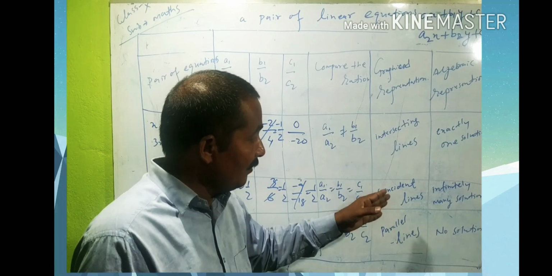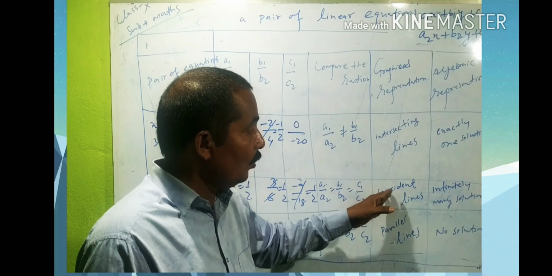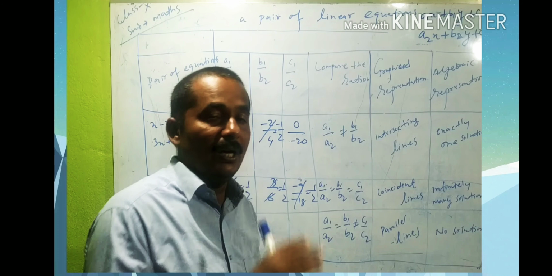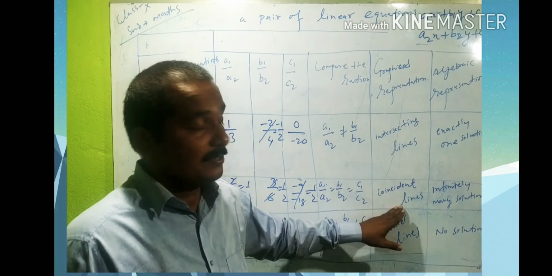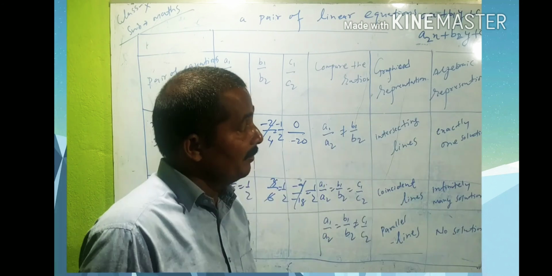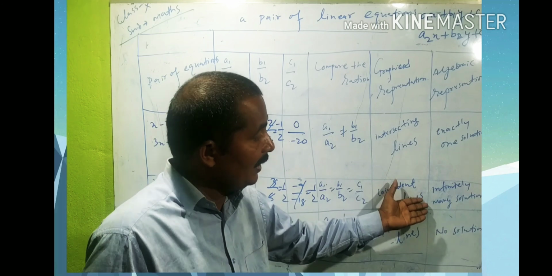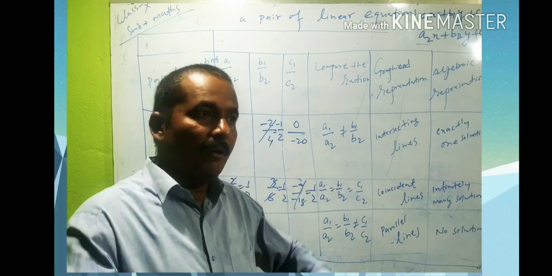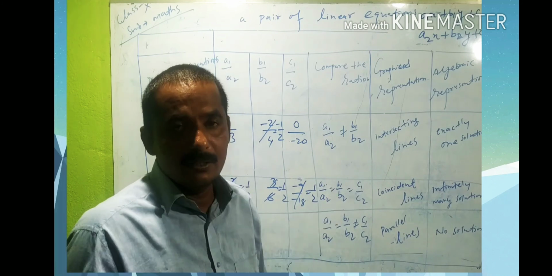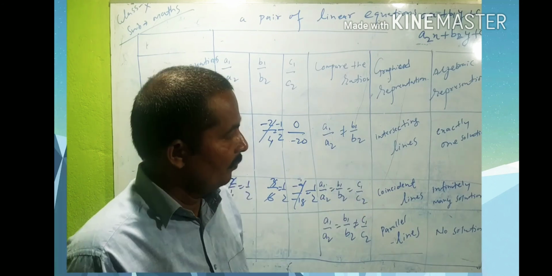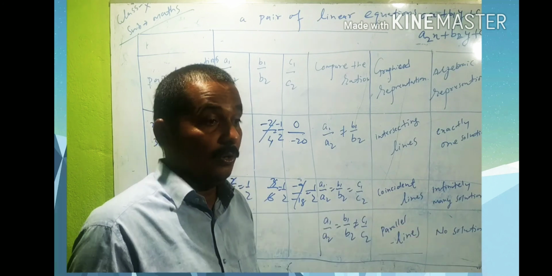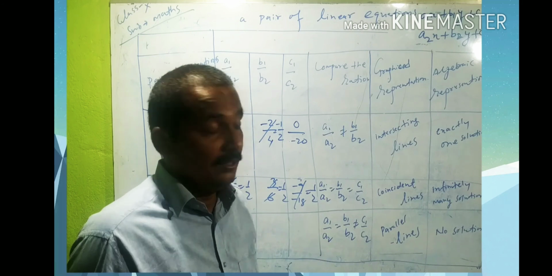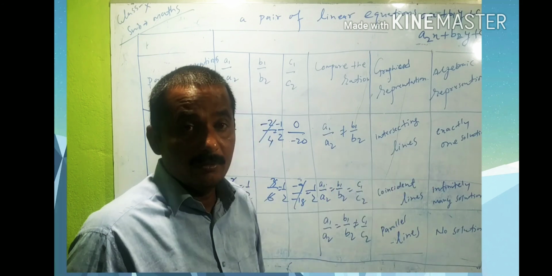And their graph, as I told, those lines will be coincident lines. Coincident lines means one will overlap the other. And if you go for algebraic representation, they will have infinitely many solutions. So many values of x and y will satisfy the given pair of equations. Infinitely many solutions means all points, all coordinates on the straight line will be the values of x and y, their solutions.